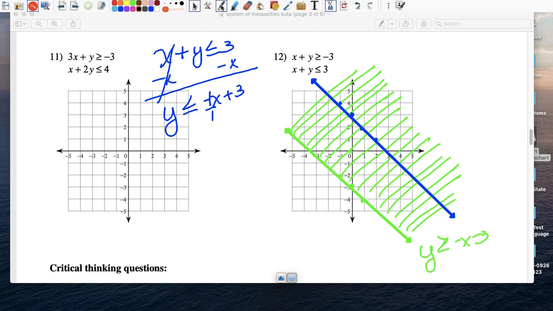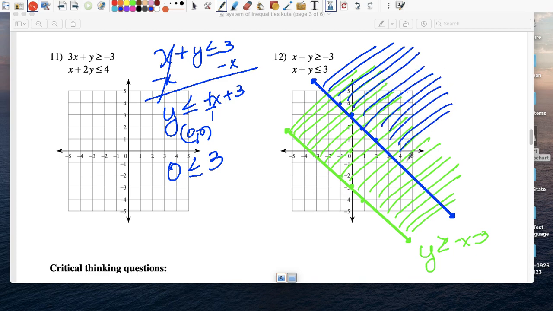So now I'm going to take the point 0, 0 to decide if I'm going to shade above the blue line or below the blue line. So that's what I'm doing next. Let's pick the point 0, 0. Replace x and y with 0. So I get 0 less or equal to 3. Is 0 less or equal to 3? No, it's not. So I don't want to shade under the blue line, but I want to shade above the blue line. So there.